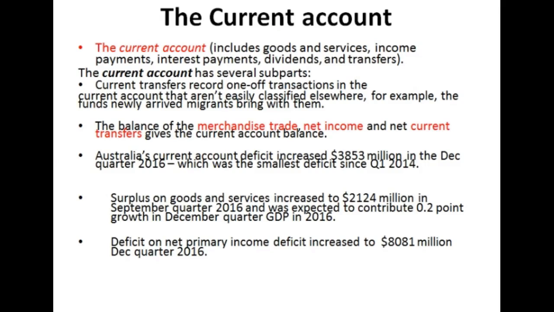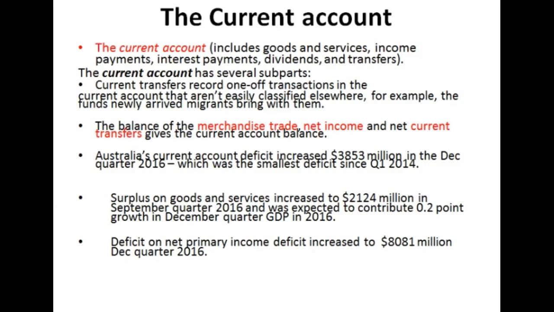Then we see that the current account shows the balance of the merchandise trade account, net income account, and net current transfer. With the real data in the December 2016 quarter, the current account deficit increased to 3,853 million Australian dollars, and it was the smallest deficit since quarter 1 2014.